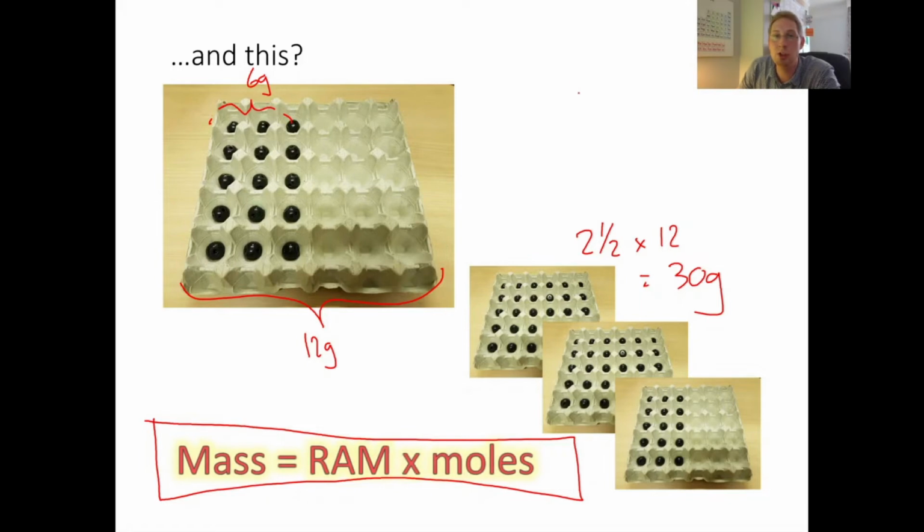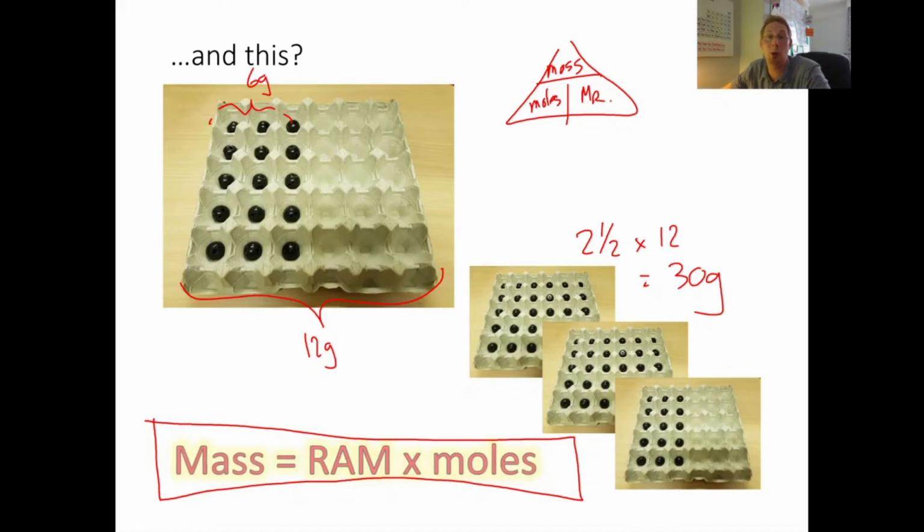By A level, you really shouldn't be relying on your triangles. You may have used mass, moles, Mr triangles to help you get by at GCSE. That needs to stop. You need to understand these equations. You need to be able to work them out without learning them, because when you are combining equations, you haven't got time to try and draw out triangles and work it out.